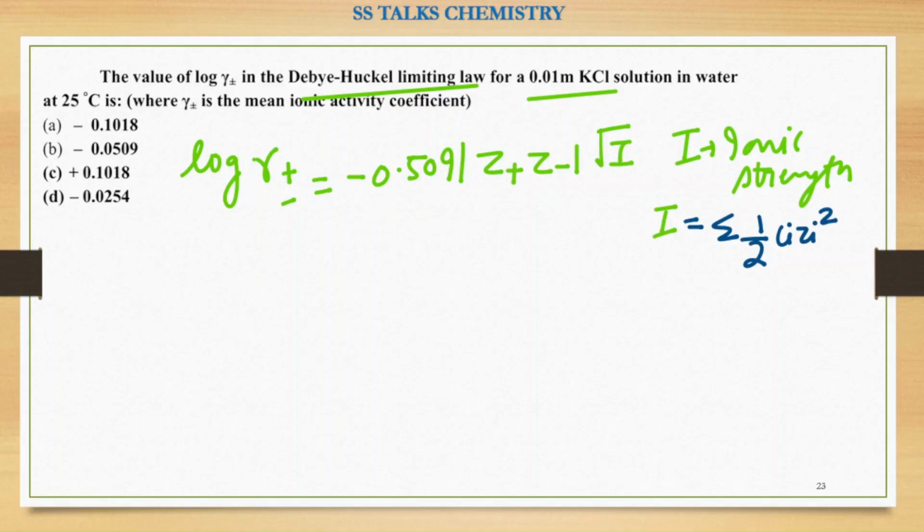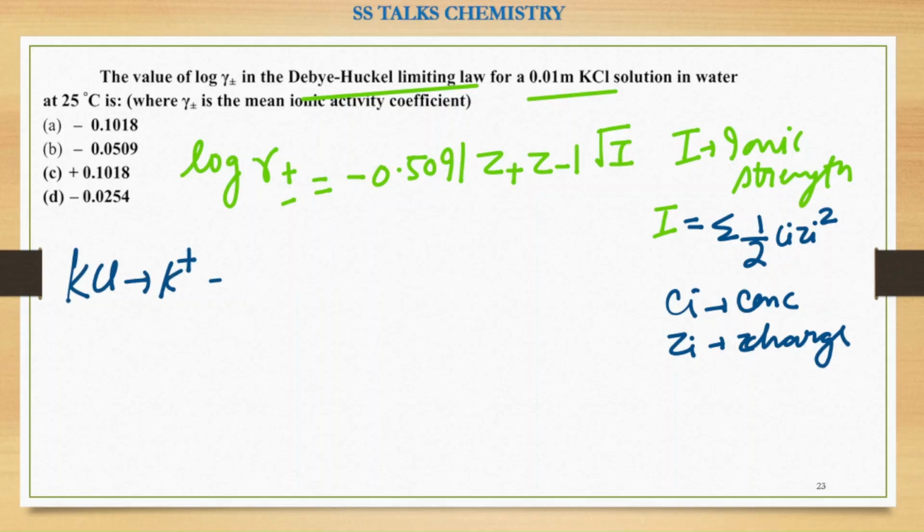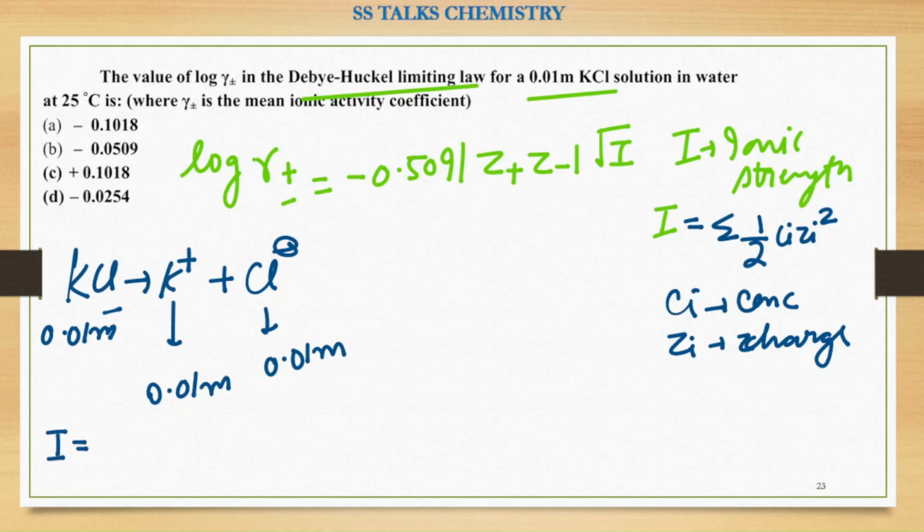Now what are Ci and Zi? Ci is the concentration of the ith ionic species and Zi is the charge present on that ionic species. Here we have KCl, which furnishes the ions K positive and Cl negative. If KCl is of this much molality, the K positive concentration is also going to be 0.01 molar, and for Cl negative it's also going to be 0.01 molar. Right? So now if I find the ionic strength in this case, it's going to be half into, for the potassium ions, the concentration is 0.01.